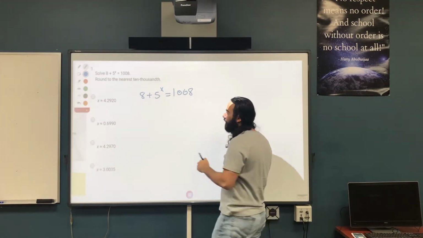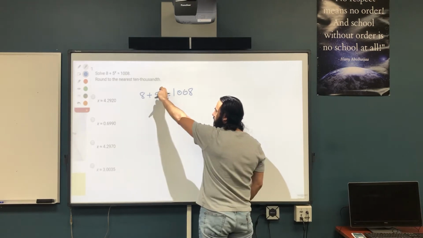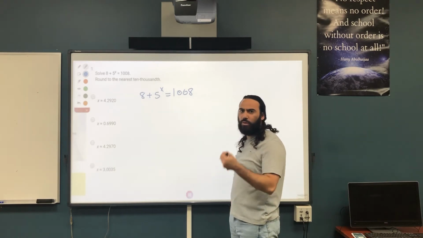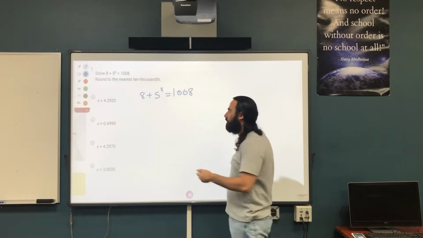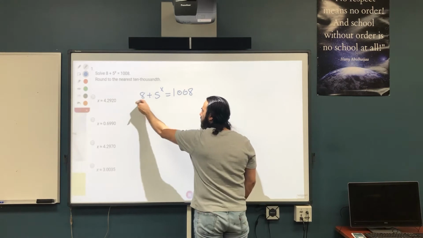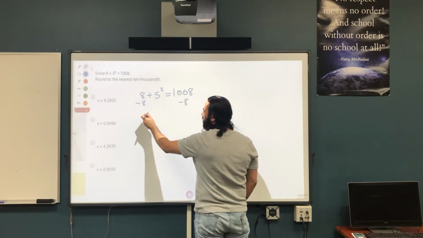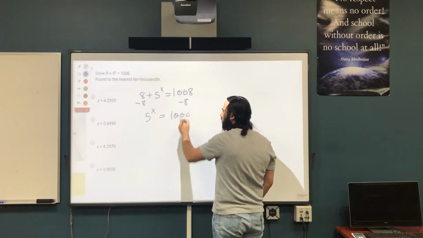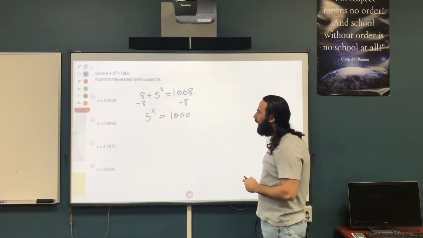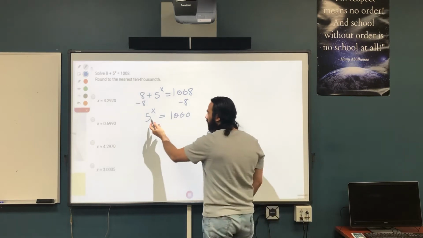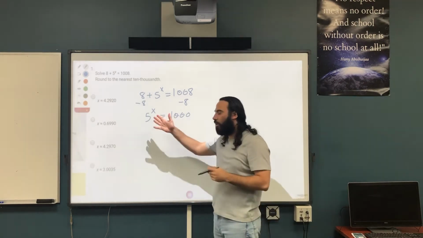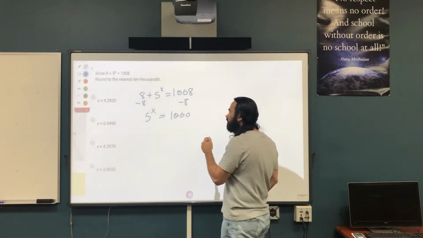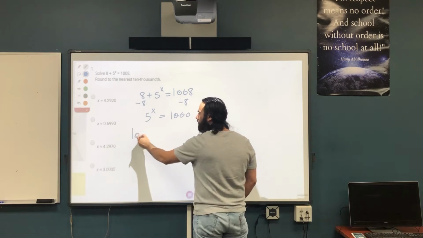We'll start now. First, we need to isolate the 5 to the power of x, like we isolate the variable when we solve a one variable equation. So we subtract 8 from both sides. So it's going to be 5 to the power of x equals 1000. Now, of course, if we want to think about 5 to the power of how much gives you 1000, it's not that easy. So all you need to do is put log to both sides.